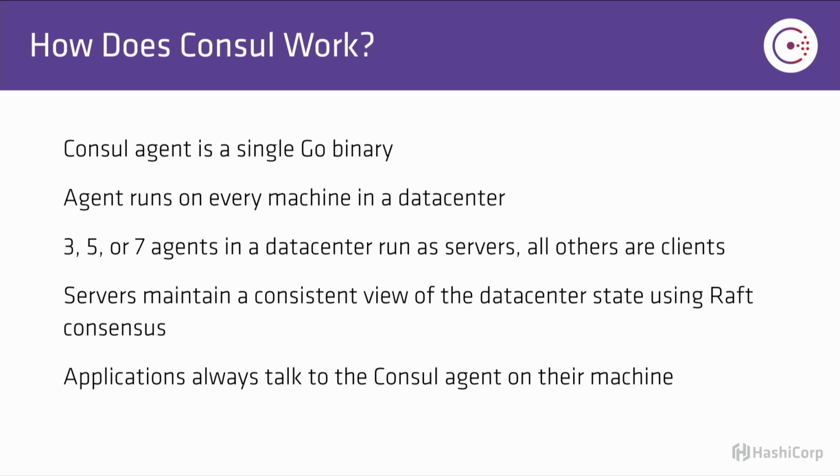Some subset of your agents, usually 3, 5, or 7, are configured as servers. Everything else are client agents. The servers have a special role in Consul. They maintain a consistent view of the state of the cluster. When you do things like DNS queries or make key value updates or reads, those end up going behind the scenes up to the servers.